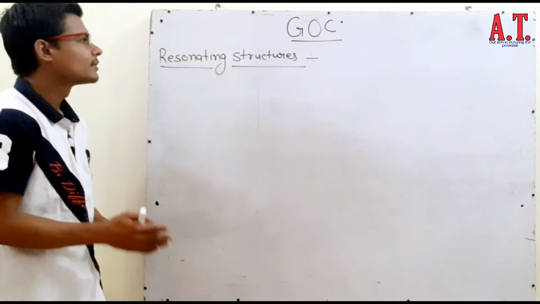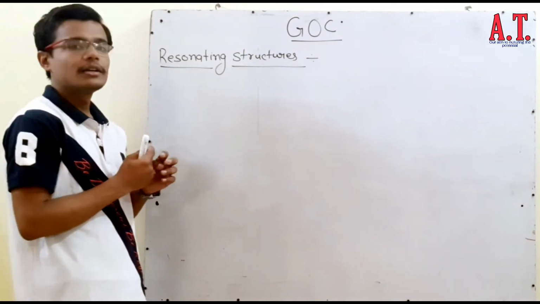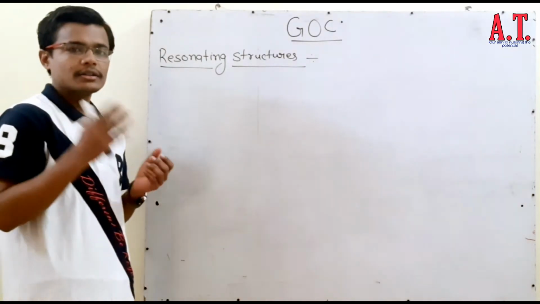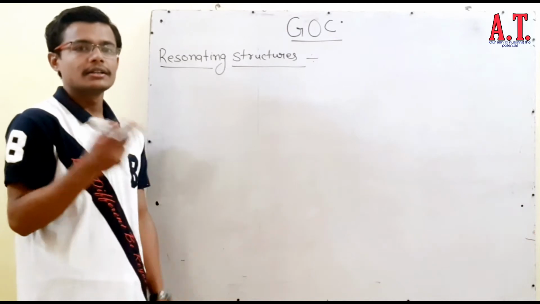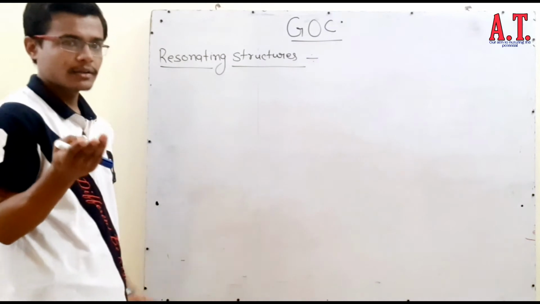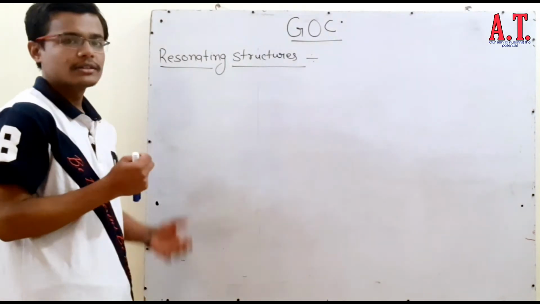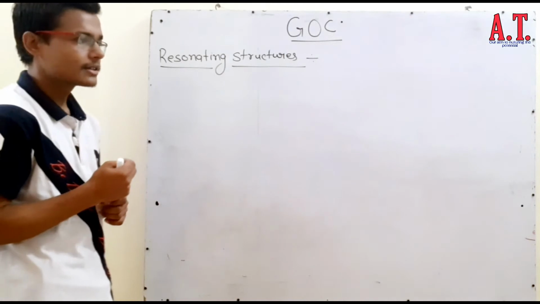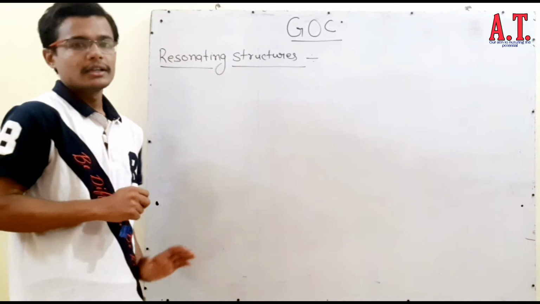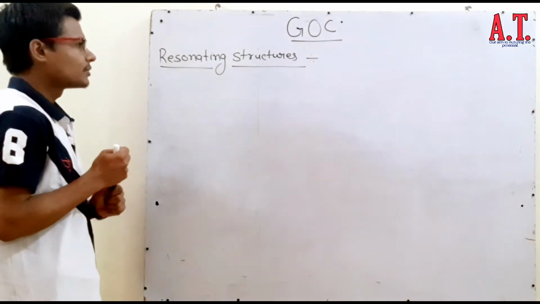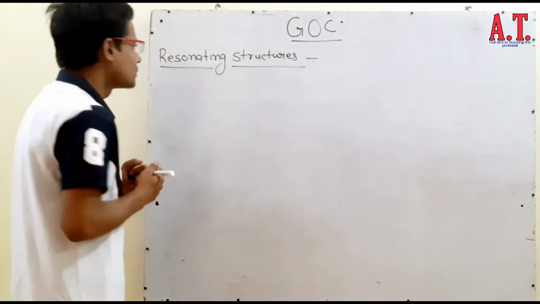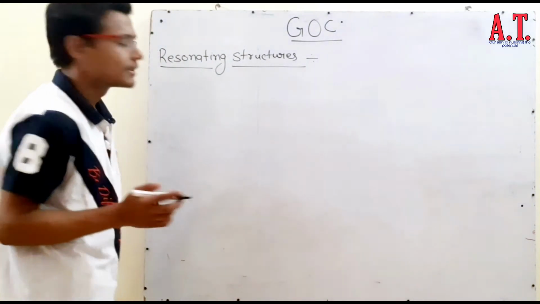Hello friends. So today I am going to discuss one of the most important topics of general organic chemistry, that is how we can draw the resonating structures of organic and inorganic compounds. I'm not going into the theory part of resonating structures, what resonance is. I'm just going to show how you can draw the resonating structures of organic and inorganic compounds. So let me tell you some fundamental concepts by which you can draw the resonating structures.